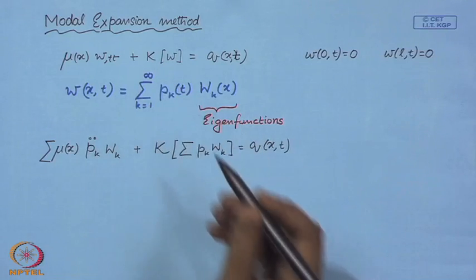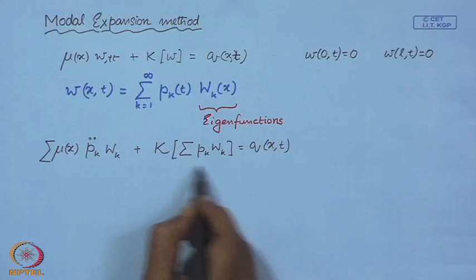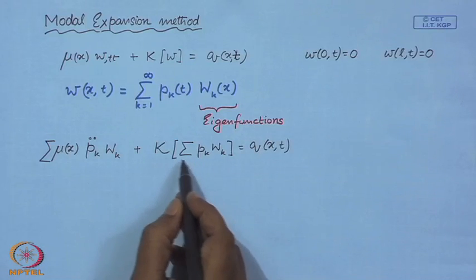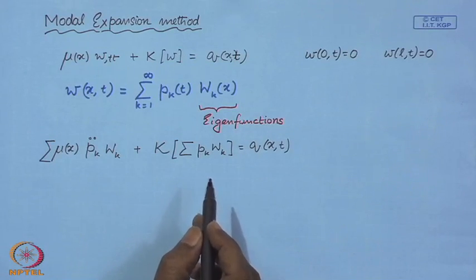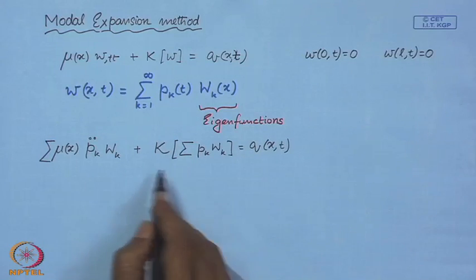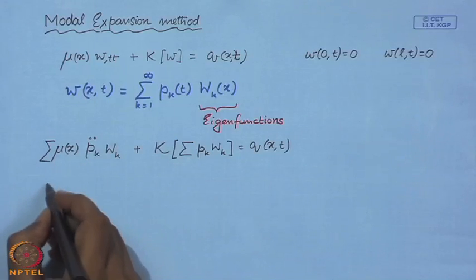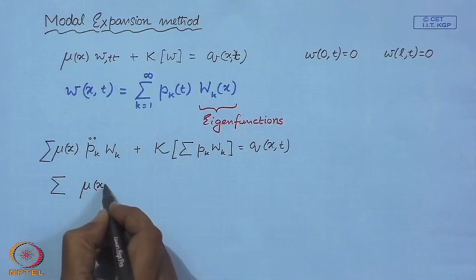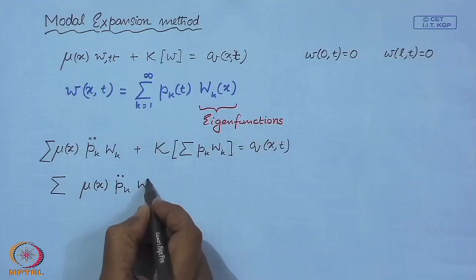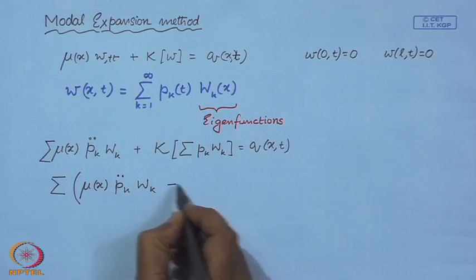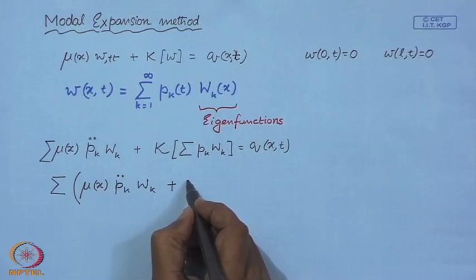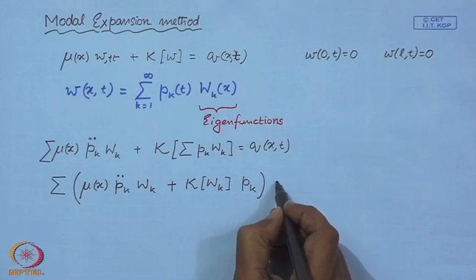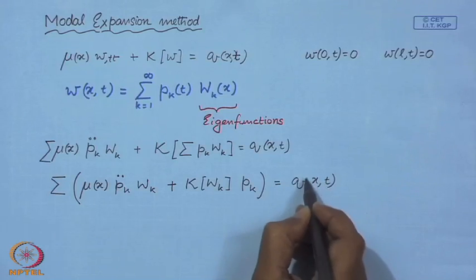So, we have substituted this expansion in the equation of motion, and now here this K is a linear differential operator, and therefore, what we can do is we can commute this summation and the operator and we can rewrite this equation in this form.